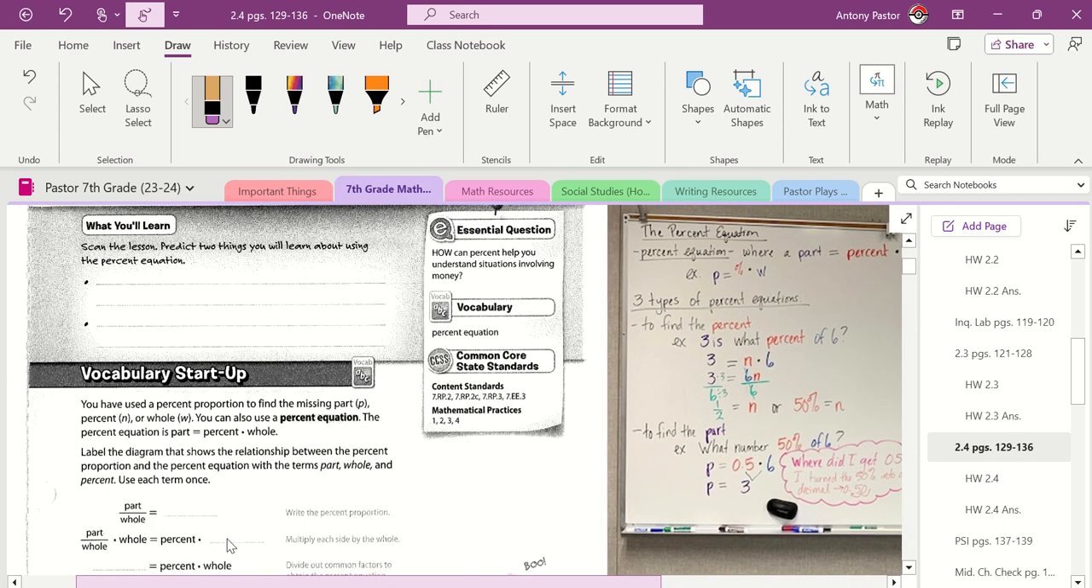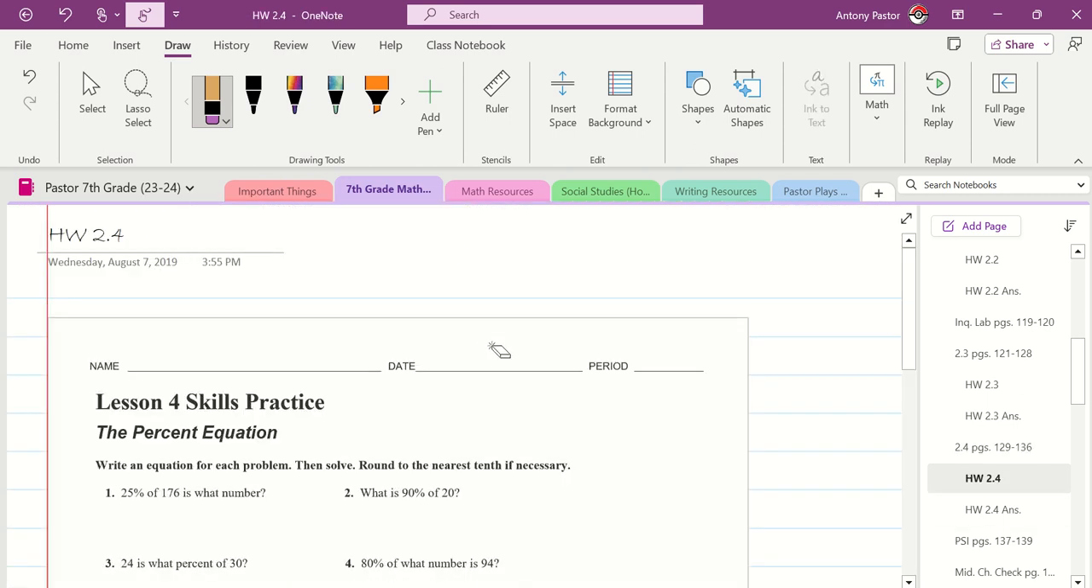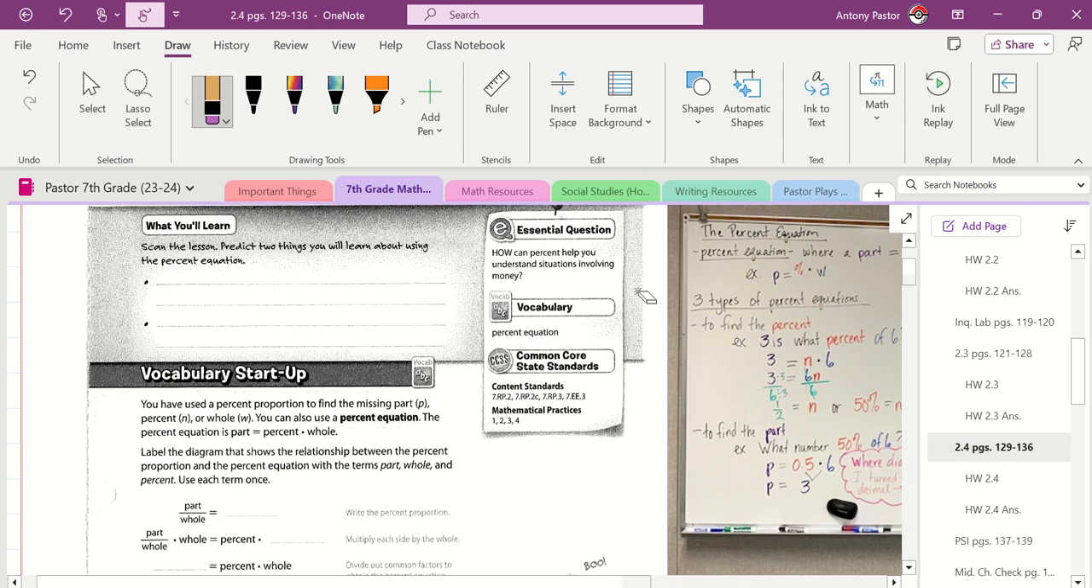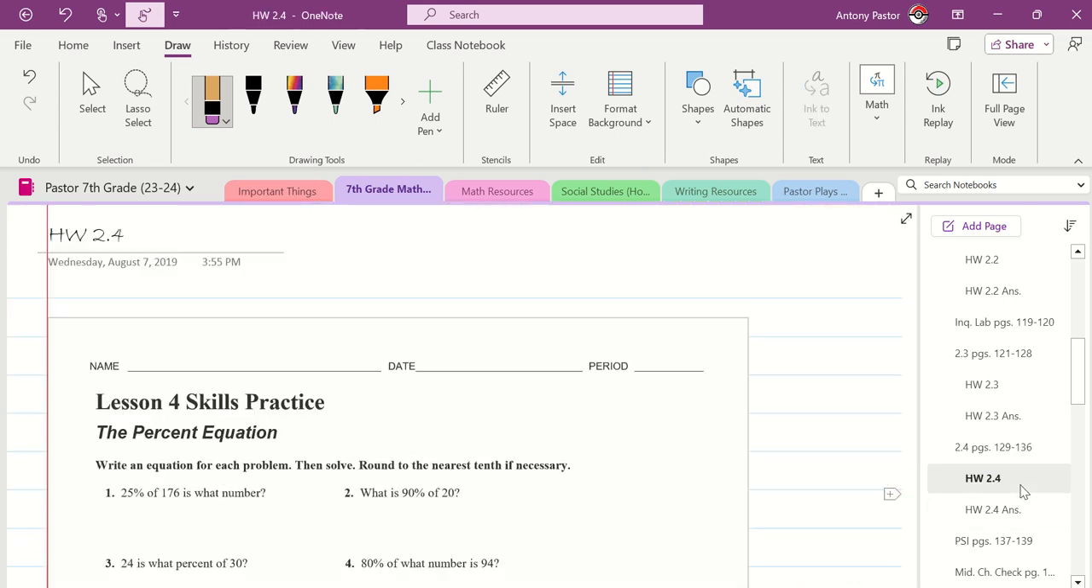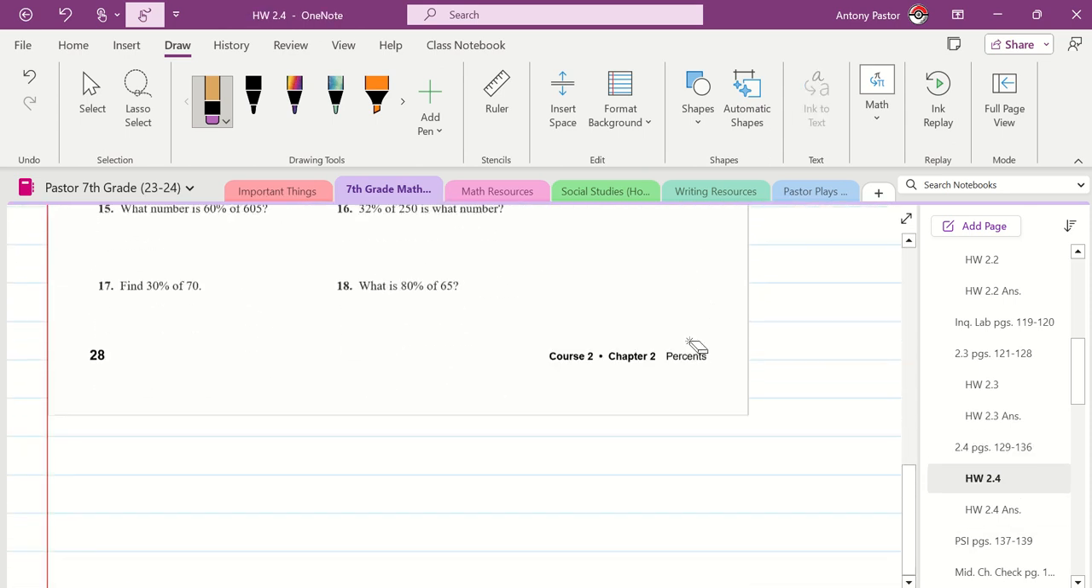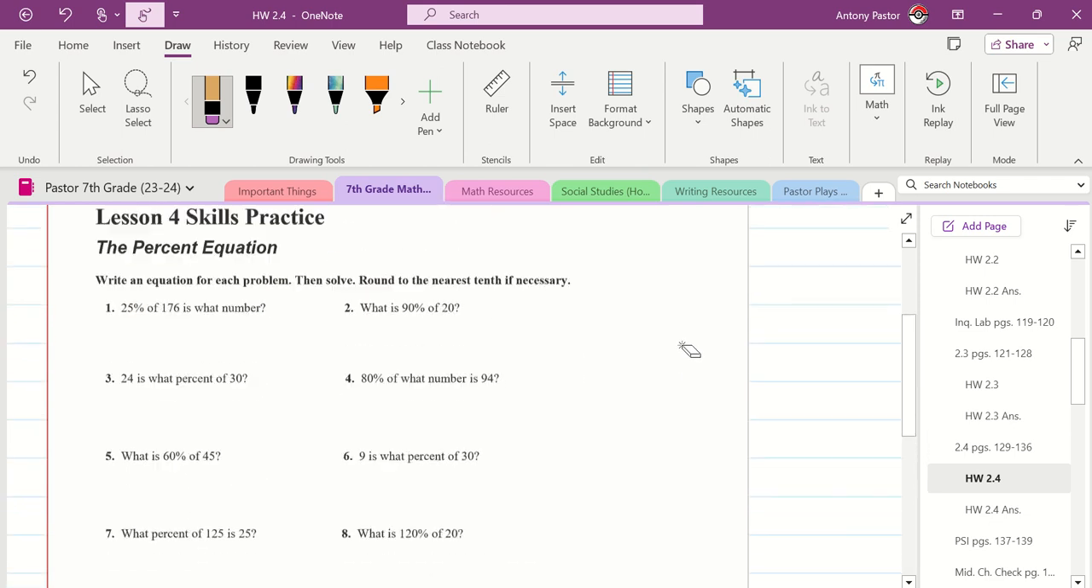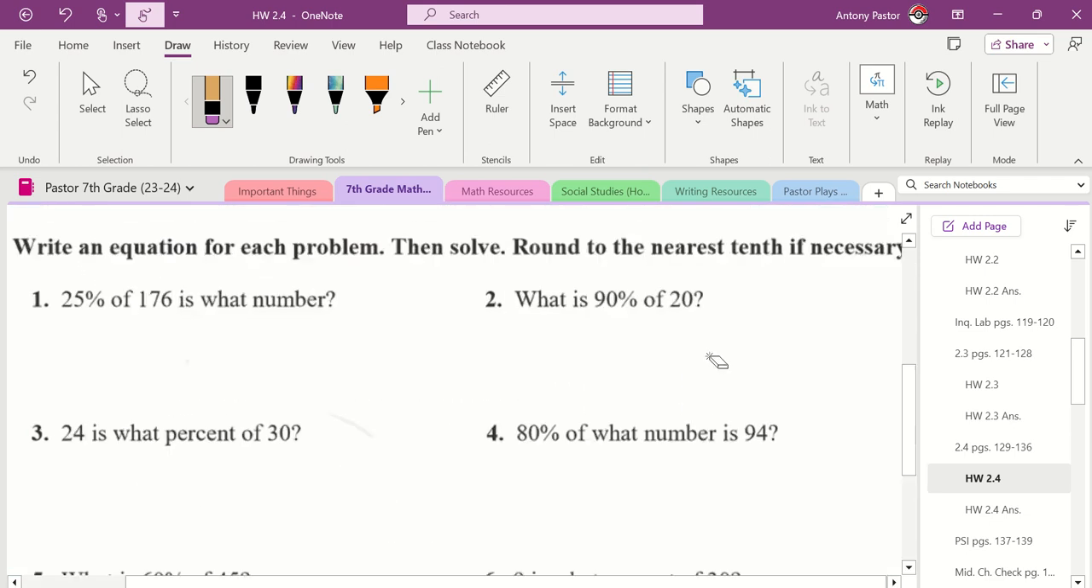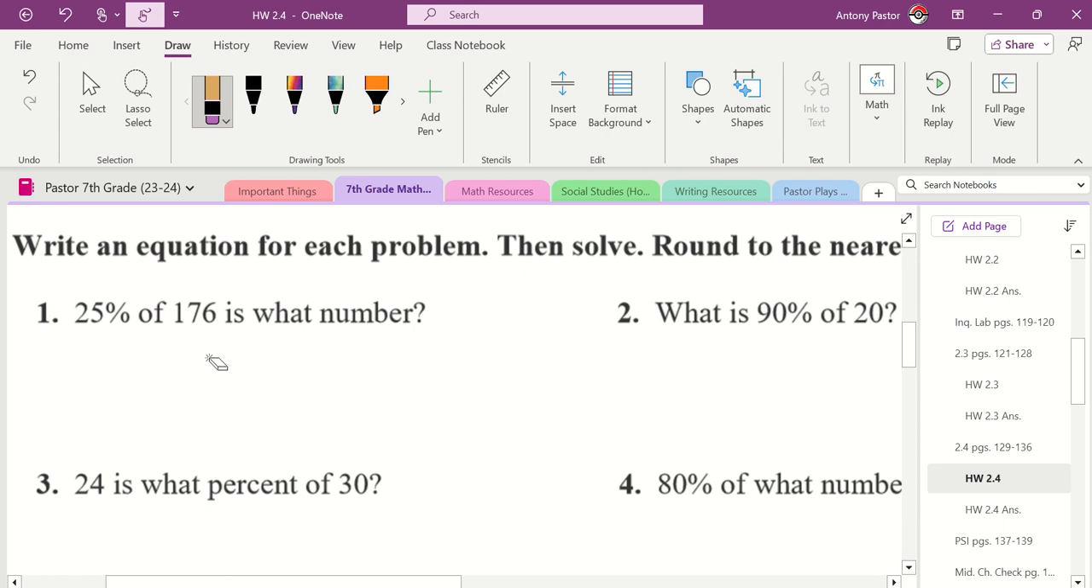So hopefully this helps for the homework. We are definitely having to use the percent equation and not the percent proportion. I know some of us will be tempted to do that. There's only 18 questions on this one. We can look at a few of these just so we can start off. 25% of 160 is what number? Percent is right here, and when you have the word of in front of a number, that number is the whole. So the part is missing. P will equal 0.25, because percent needs to be turned into a decimal, times 160.